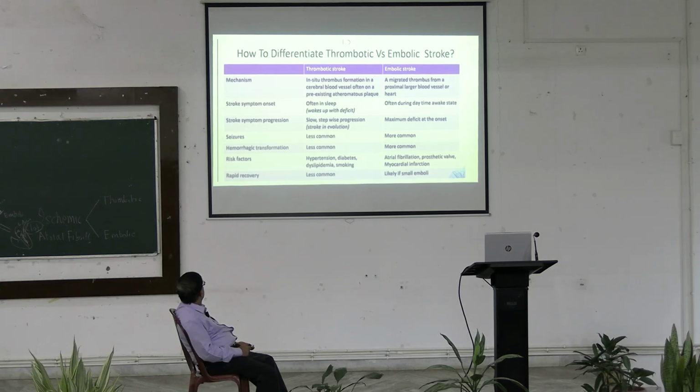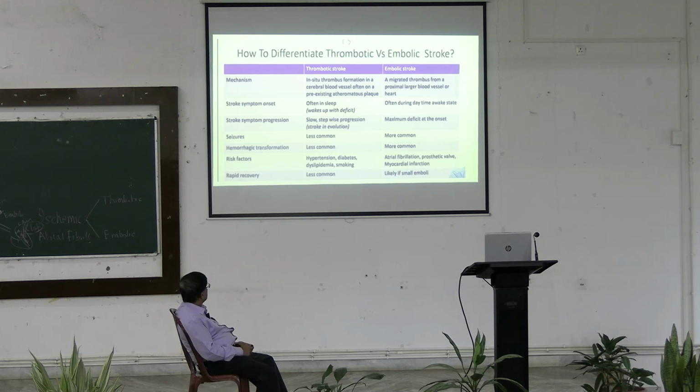But the stroke symptoms progression, I have told you that thrombus is gradually progressing, because the thrombus is in formation and it is taking some time to form. So, it is gradual. This embolic stroke usually has the maximum neurodeficit at the onset, because the embolus strikes suddenly. So, whatever the neurodeficit, hemiplegia, it develops very suddenly and almost complete at the onset.